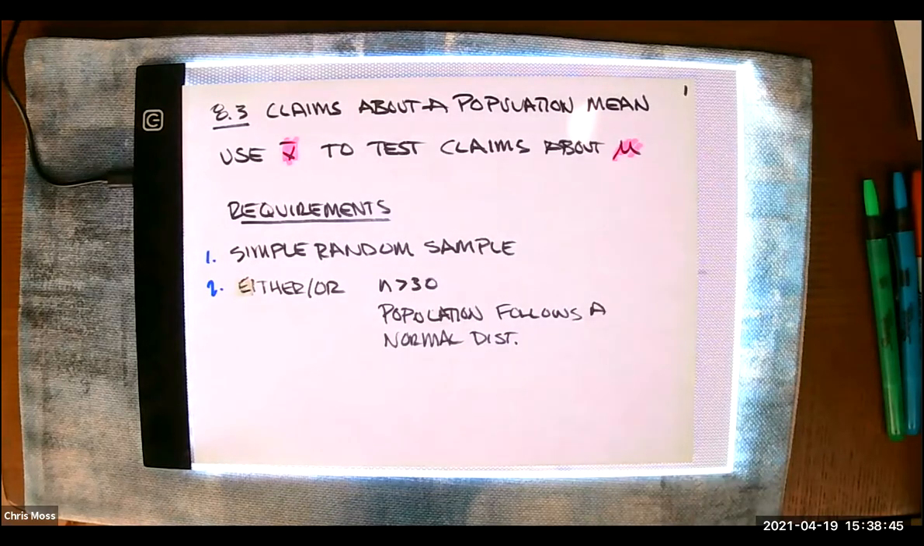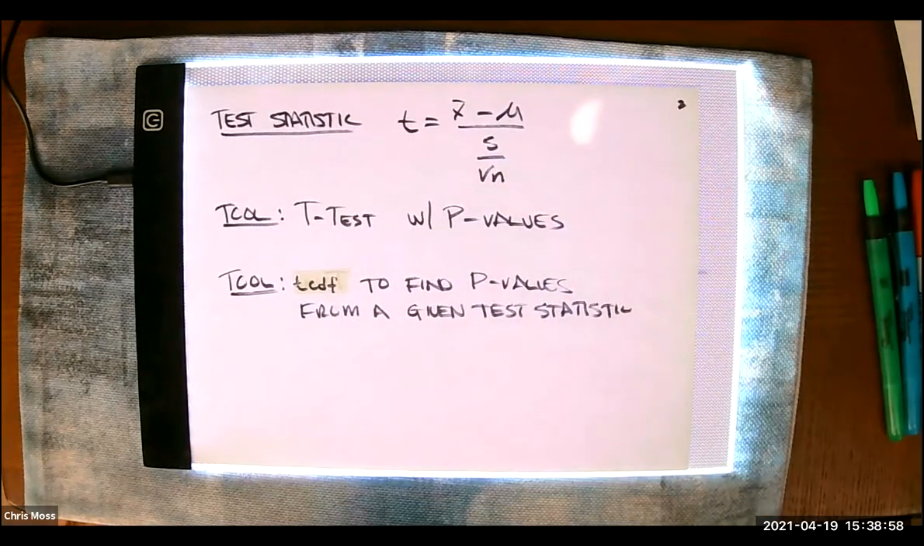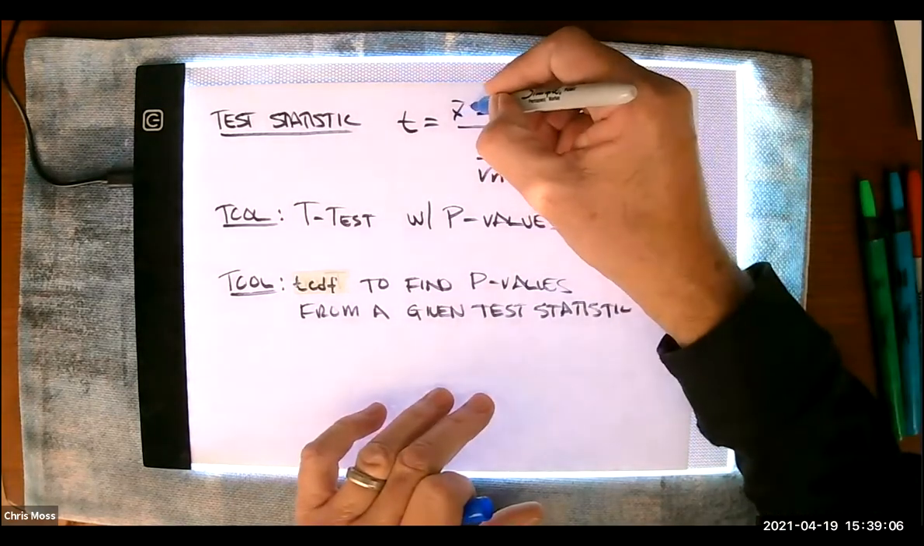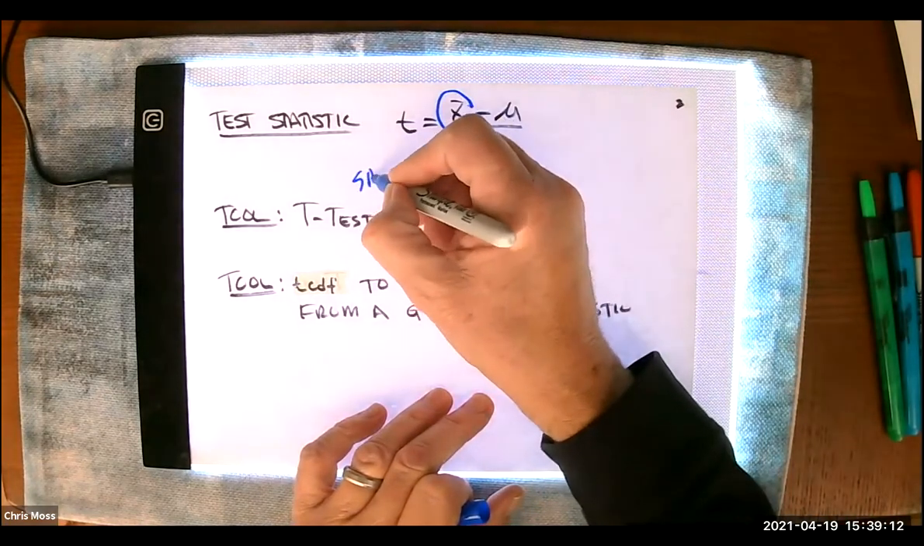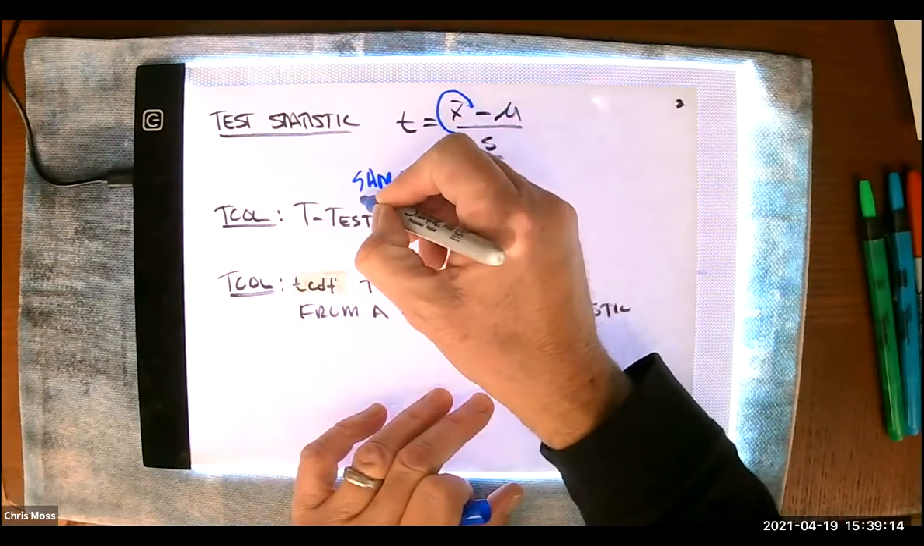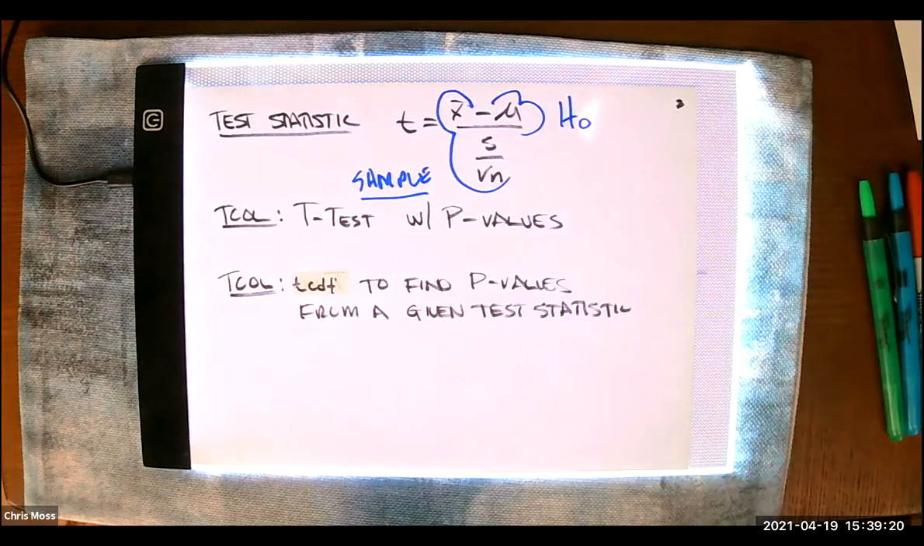They're people requirements. Your calculator really has no clue if you got a simple random sample or if the population follows a normal distribution or not. Only the researcher does. There is a test statistic involved. We may be asked to find that from time to time. It's pretty straightforward. As I've pointed out in the past, it contains stuff from our sample and it contains detail from the null hypothesis. And in some sense, it's a quote unquote simple fraction.